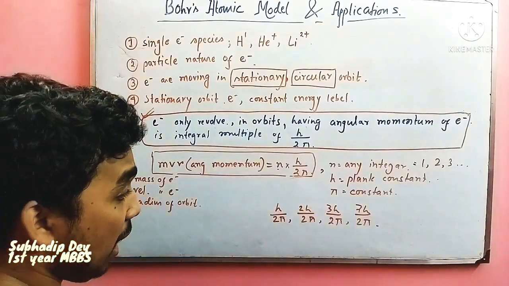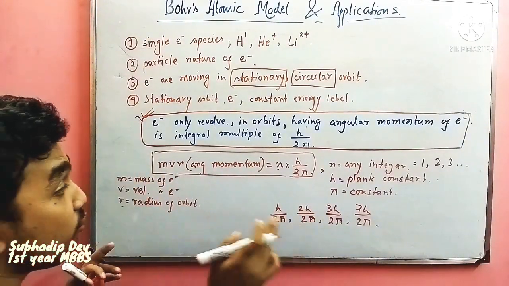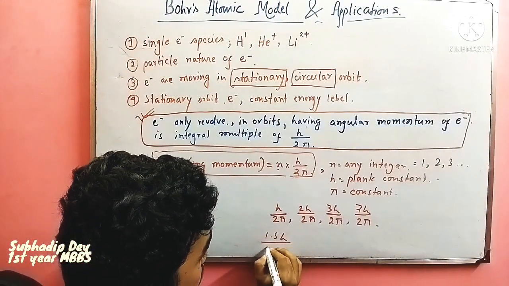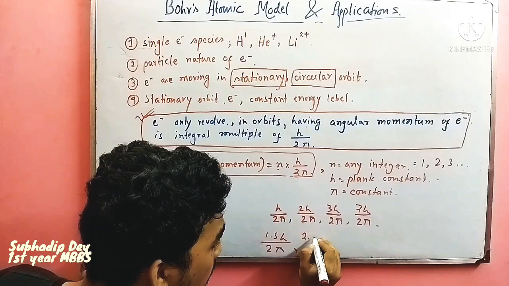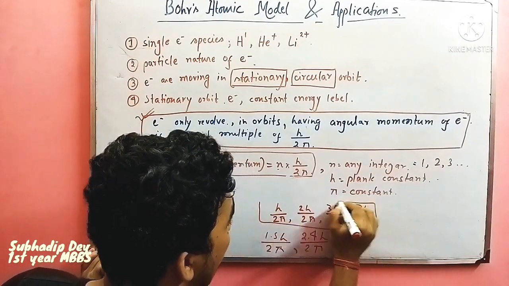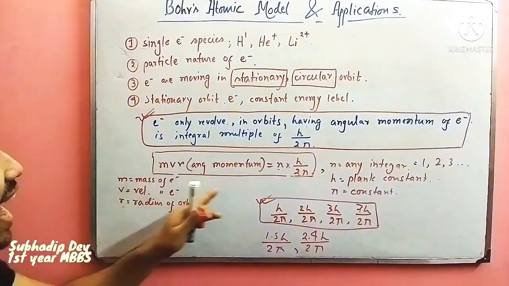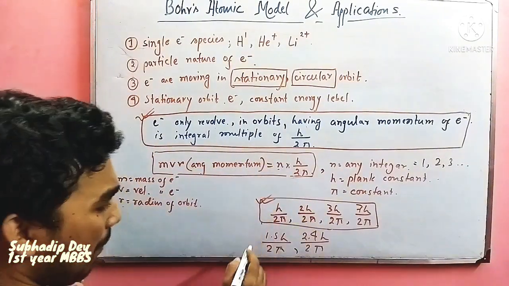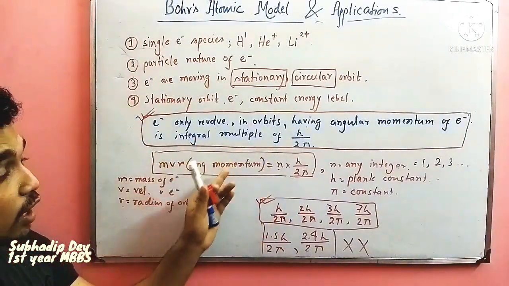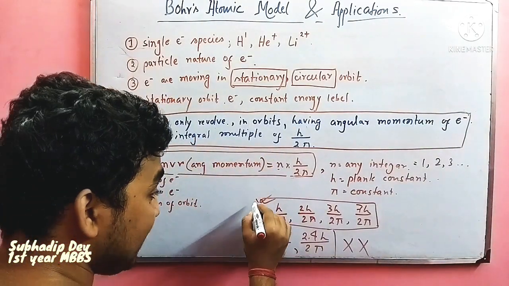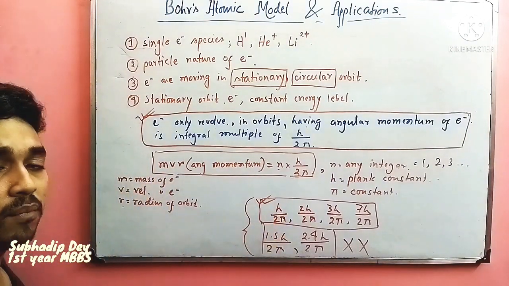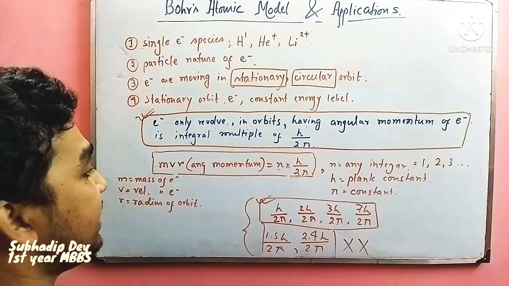But it cannot have fractional values like 1.5 h by 2 pi or 2.4 h by 2 pi. These fractional values are not possible for the angular momentum of an electron. So please get this idea in your mind. Theoretical questions may come from this specific idea.